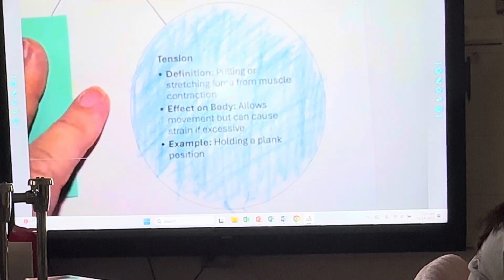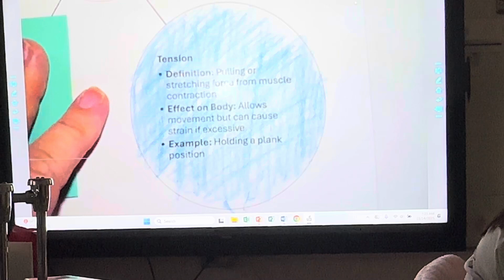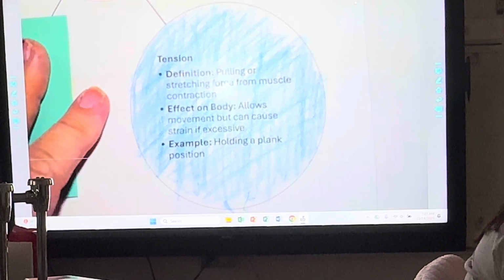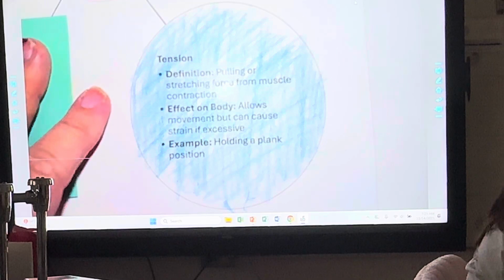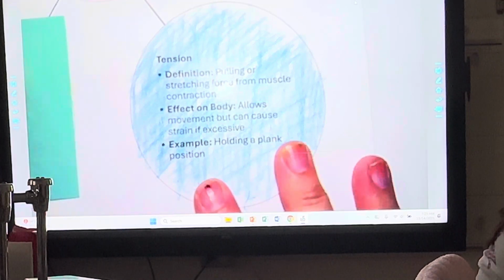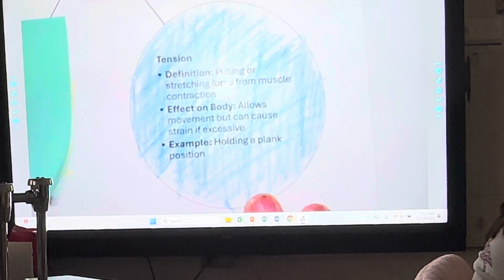So you hold a plank position for a while, that would be tension, but they don't want you to hold it too long because that can cause other issues and bring in like muscle fatigue and things like that.